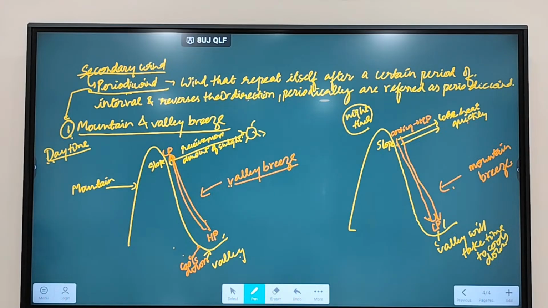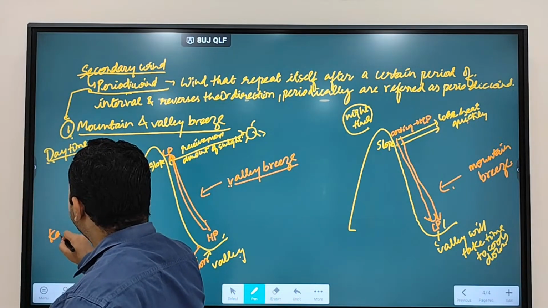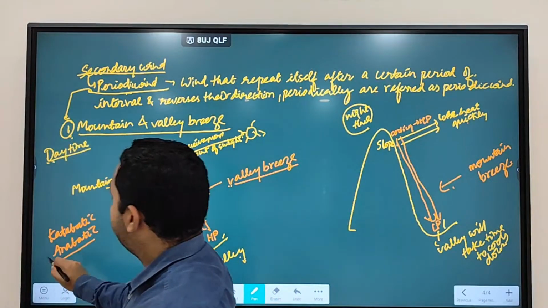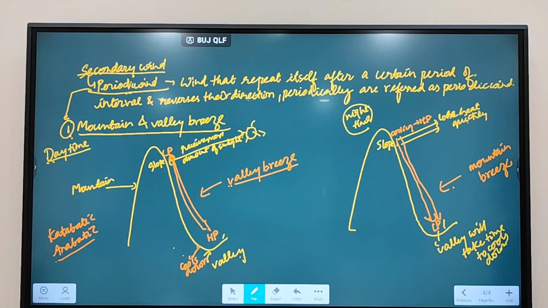Clear? Now, last class, if you remember, we used these two terms. We have written one is katabatic wind and another is anabatic. We used the terms katabatic and anabatic in the last class. We discussed which wind is known as katabatic and which as anabatic. In the classification chart we wrote katabatic and anabatic, and along with mountain and valley breeze we wrote that these are also known as katabatic wind and anabatic wind.